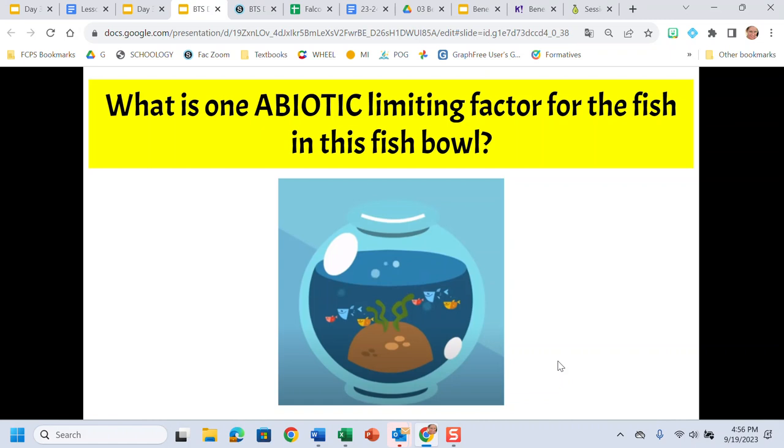So certainly if there's not enough water in there, that would be an abiotic factor that would limit the amount of fish that could live there. The size of the bowl has an effect. The temperature too, some fish can only live within a certain temperature range. And even for abiotic factors, we could have things like a change in pH that could affect the amount of fish that can grow. That could be a limiting factor.